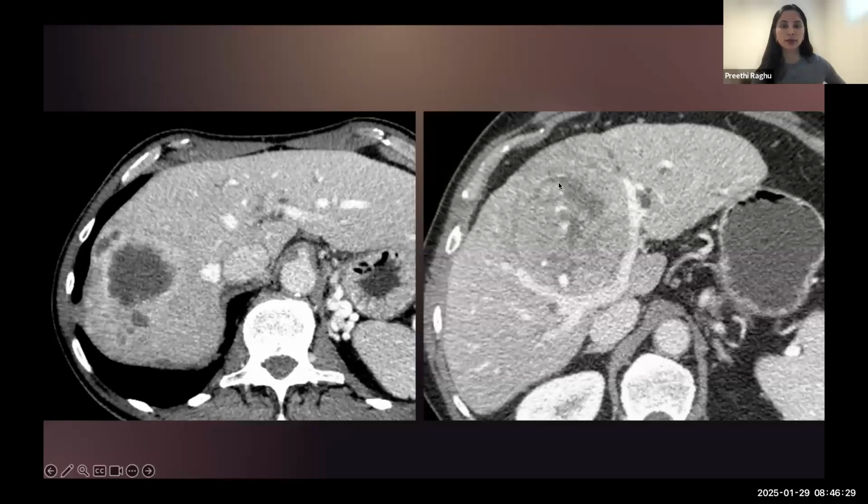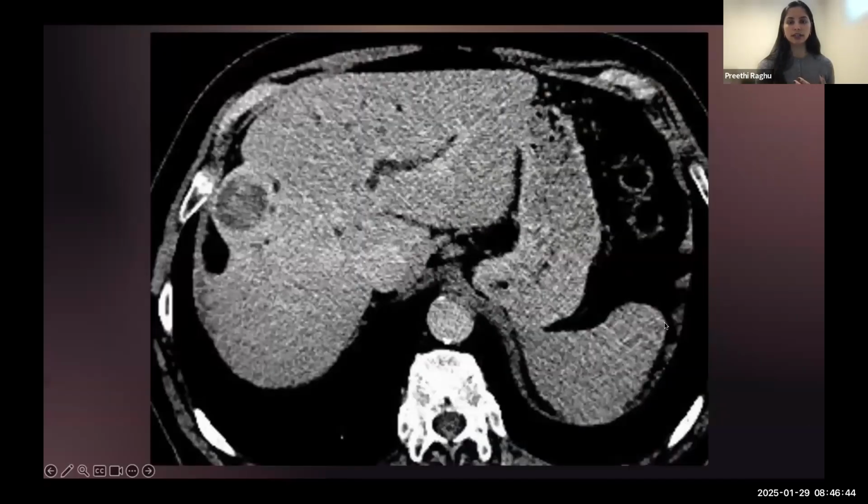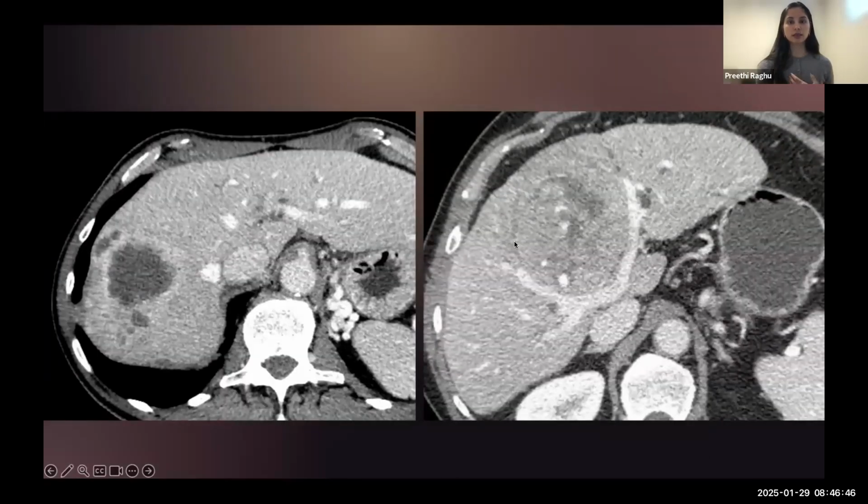And same thing for when we see solid masses like this in the central liver. It's hard to know, when they are so heterogeneous, if it's an HCC or an intrahepatic cholangio. And interestingly, both of these ended up being HCC and not cholangio. So it came as a surprise.